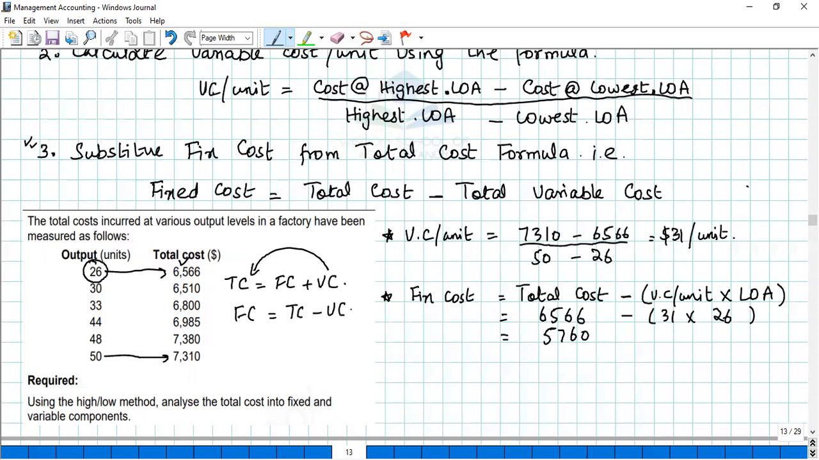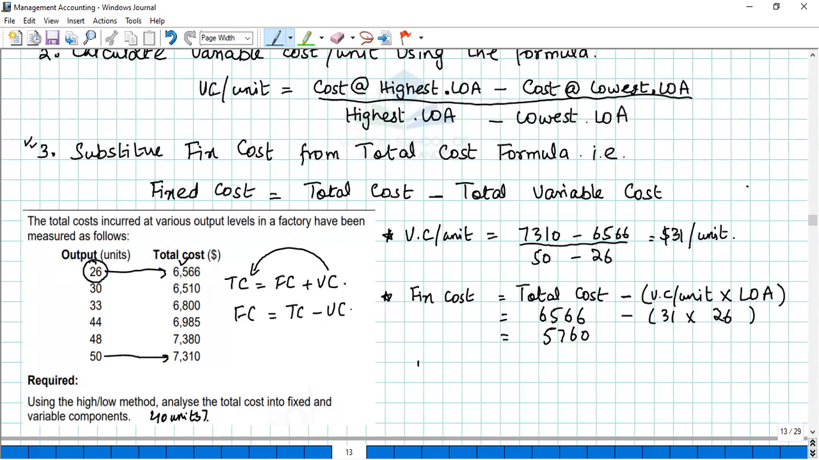Now you know that variable cost per unit is constant, right? Variable cost per unit is the same. And you also know that fixed cost remains the same. So if you have these two things, variable cost per unit and fixed cost, you can calculate the total cost at any given level of activity. Let's say in this question, he would have asked us to tell what will be the cost at 40 units. What will be the total cost at 40 units?